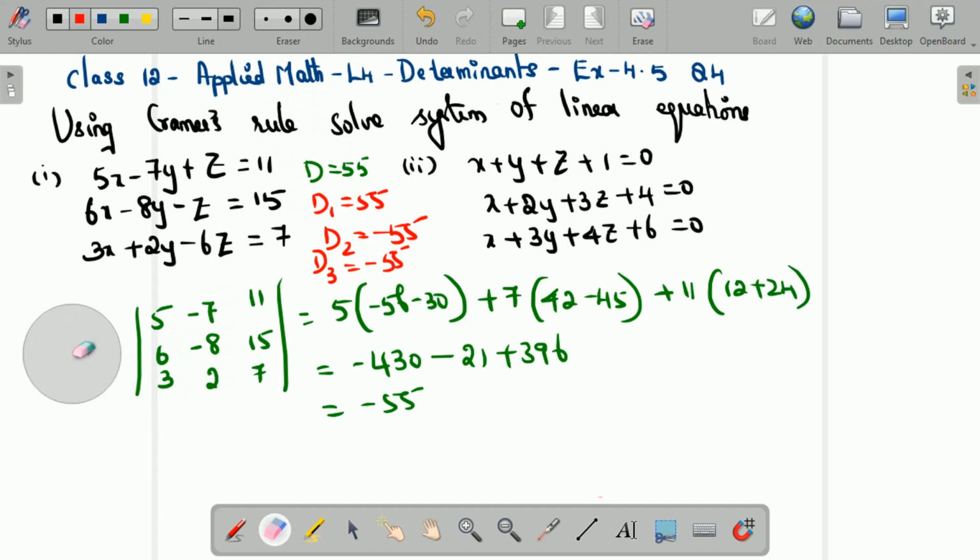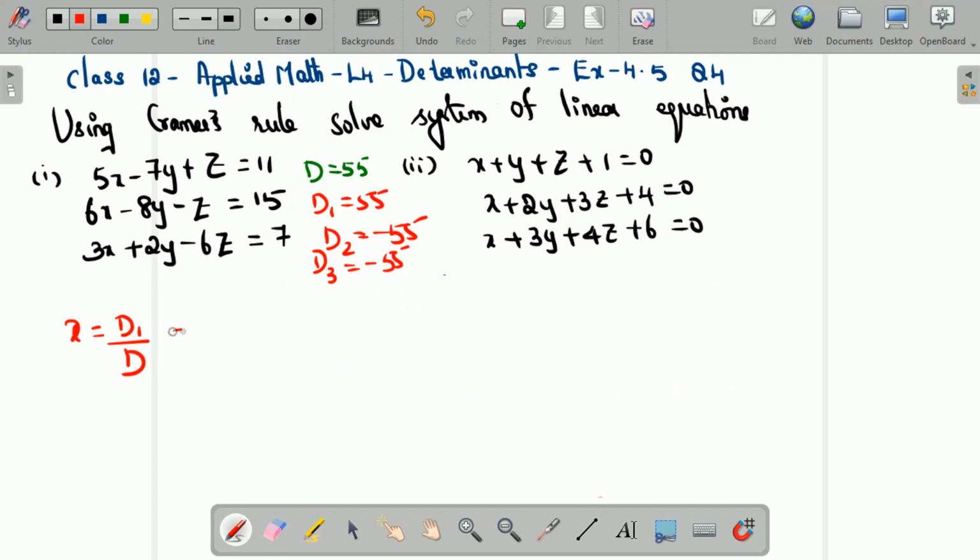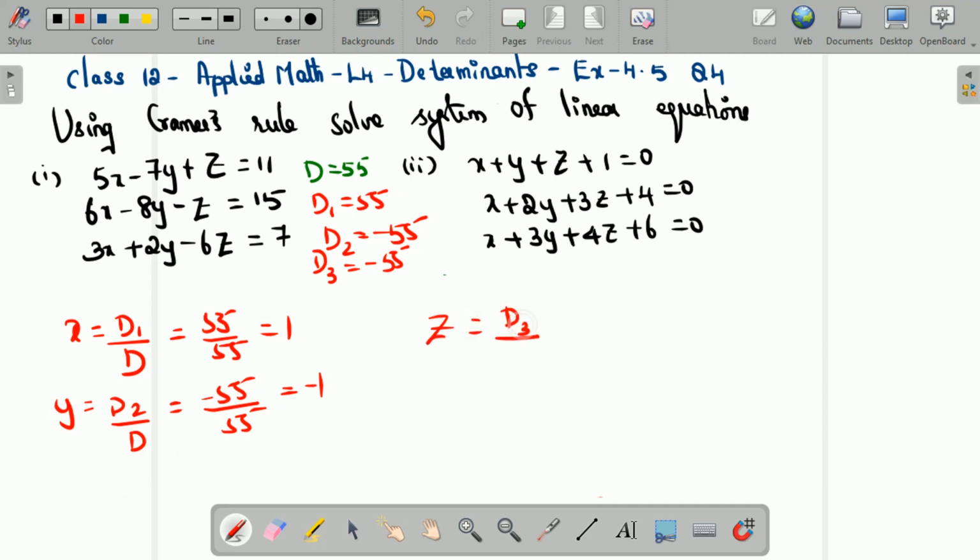Now let's evaluate the values of x, y and z. x is equal to D1 divided by D, which is 55 by 55, which is equal to 1. Y is equal to D2 divided by D, which is minus 55 by 55. So this is minus 1. Z is equal to D3 divided by D, which is minus 55 by 55, which is equal to minus 1. So x value is 1, y value is minus 1, z value is also equal to minus 1. Now let's take up the second subdivision, the D here.